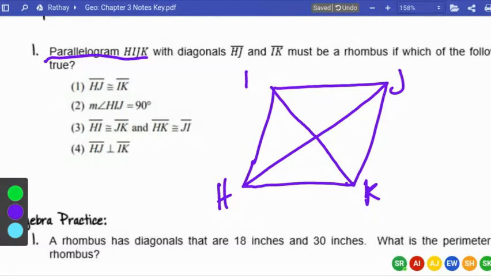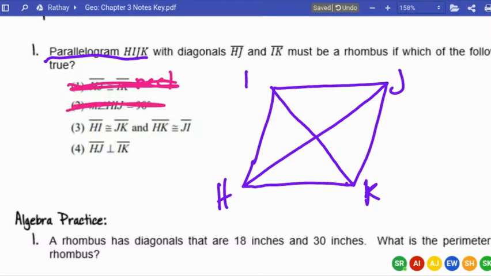Those are the diagonals. Congruent diagonals, that's a rectangle thing. That's not a rhombus thing. So that's not our answer. Angle HIJ is 90 degrees. That is also a rectangle thing, not a rhombus thing. HI is congruent to JK and HK is congruent to JI. That is a parallelogram thing. We already know it's a parallelogram. So that is not going to help us.